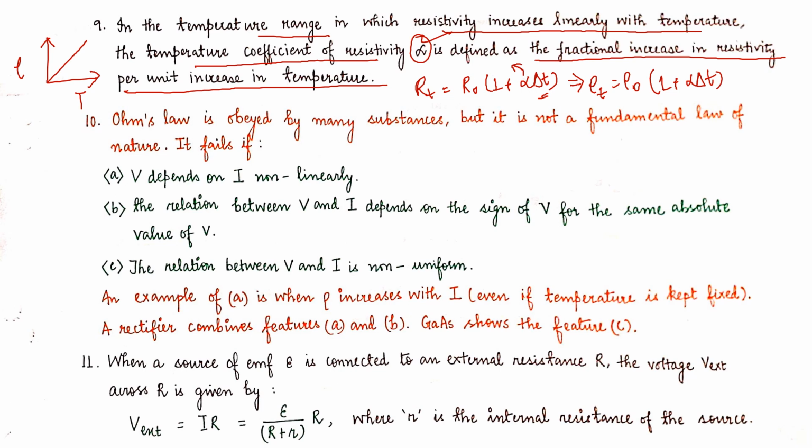So this shows that there is a fractional increase in the resistivity per unit increase in the temperature. This is the equation for this statement. We'll move to point number 10. Ohm's law is obeyed by many substances, but it is not a fundamental law of nature. It fails if the potential depends upon current non-linearly. Like if potential is increasing, the current is either increasing very fast or slowly, but not equally. In such a case, Ohm's law fails.